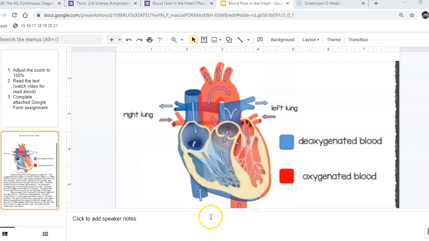All right, so for this person's heart, his right lung is over here. His left lung is over here. The right part of his heart is over here. And the left part of his heart is over here.